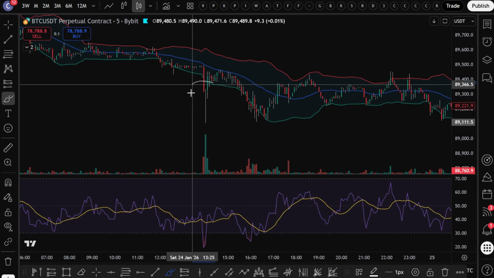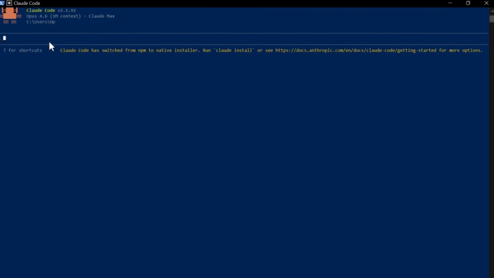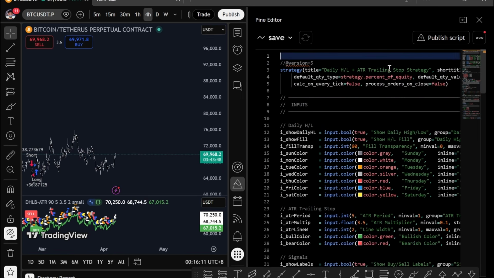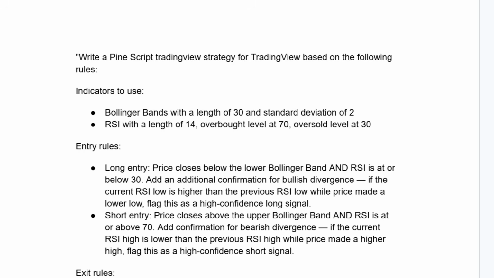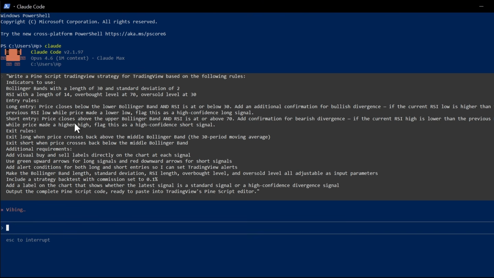Instead of watching charts all day and doing this manually, I gave this exact strategy to Claude and asked it to write me a full Pine script, so TradingView can automatically detect these signals for me. And this is the prompt I used. I'm going to show it on screen right now so you can copy it exactly. That's it. That's the full prompt.